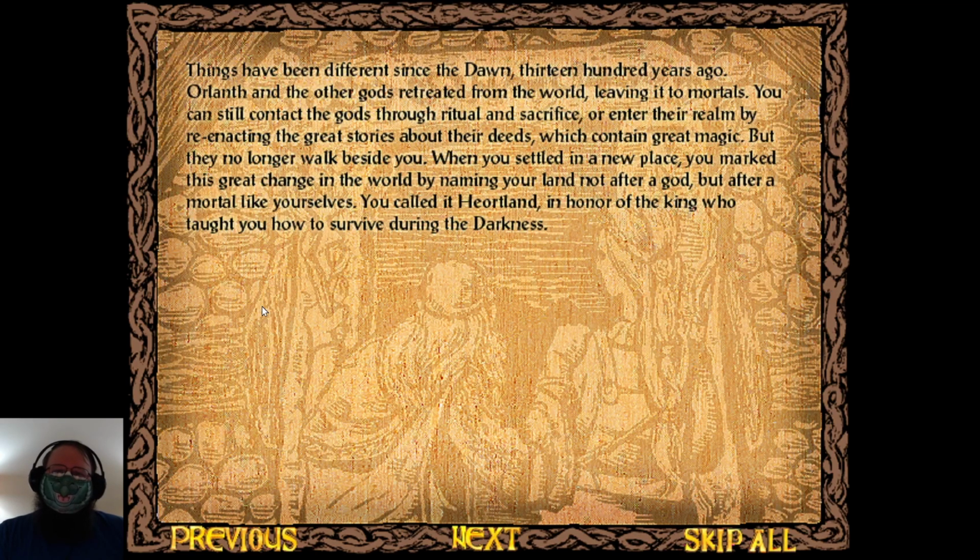Things have been different since the dawn. 1,300 years ago, Orlanth and the other gods retreated from the world, leaving it to mortals. You can still contact the gods through rituals and sacrifice, or enter their realm by reenacting the great stories about their deeds, which contain great magic. But they no longer walk beside you.